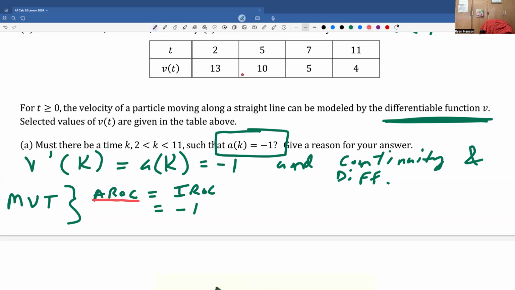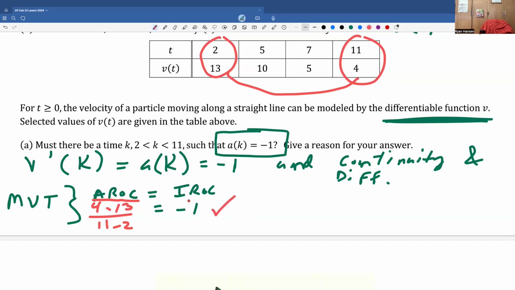Now, College Board doesn't get too slick with it. You can typically just use the beginning and the end. So what if we do change in velocity would be 4 minus 13, and change in time would be 11 minus 2. 4 minus 13 is -9, and 11 minus 2 is 9. What's -9 over 9? Check. So it works. Do you see what I mean? Okay. So there must be a time due to the mean value theorem.